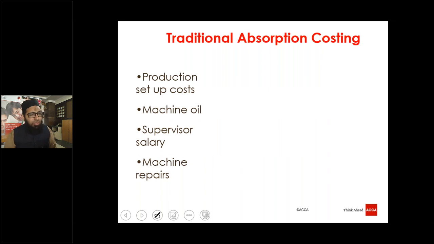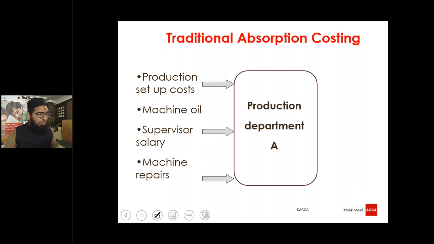So how does traditional costing work? We have different types of cost. We charge all these costs to a cost center, the department, suppose production department A, and then we calculate the OAR. Generally, if it is a complex process, it is based on machine hours. If it is less complex, it is based on labor hours. Generally, this is the case.